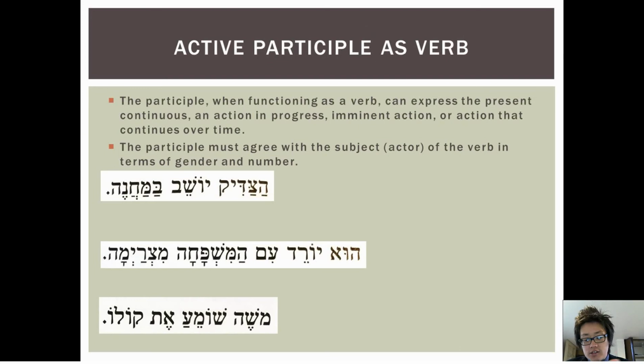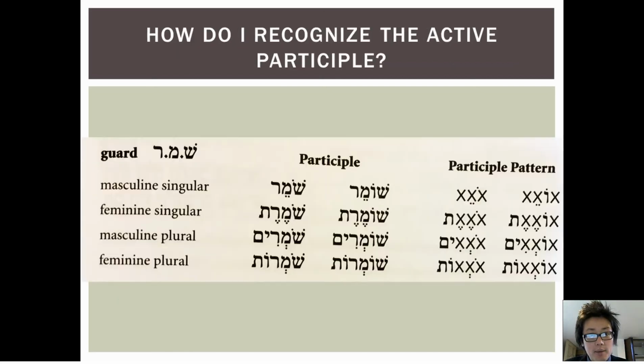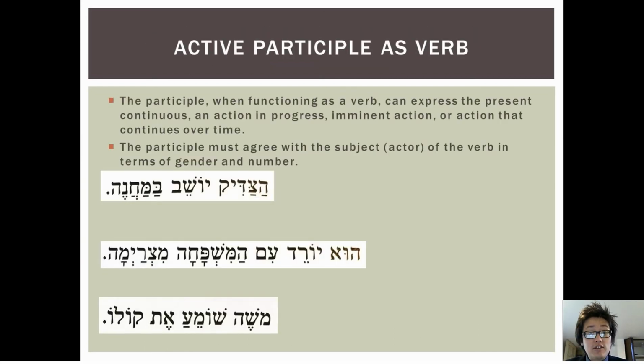Now, as noted above, there are three functions. The participle can function as an adjective, noun, or a verb. So let's look at some examples of that. Let's begin with the active participle as a verb. Point number one, the participle, when it functions as a verb, can express the present continuous, an action in progress, imminent action, or action that continues over time. So it's very flexible in terms of its meaning. I will give a couple different meanings in each case, but that certainly does not exhaust the meanings that one can attribute to the active participle.